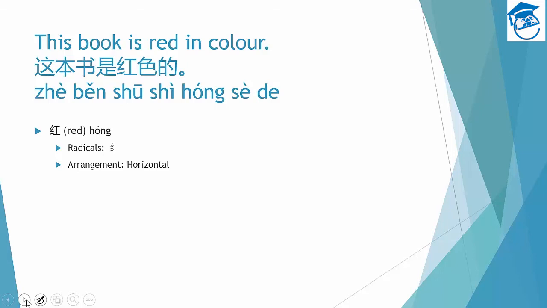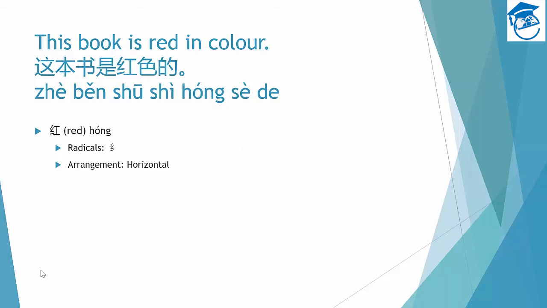Next, this book is red in color. In Mandarin it is 这本书是红色的. Okay, so the new word here is 红, which means red. I'll explain the grammar structure later, but now let's look at the new word. So 红 means red. The pinyin is 红, the radical is what's on the left here, so the arrangement is horizontal. So this is how to write 红. Okay, 6 strokes for 红.